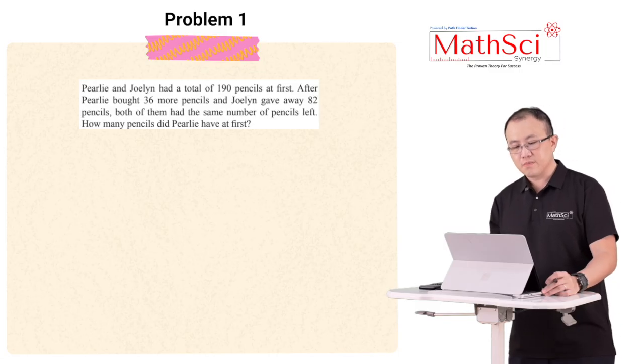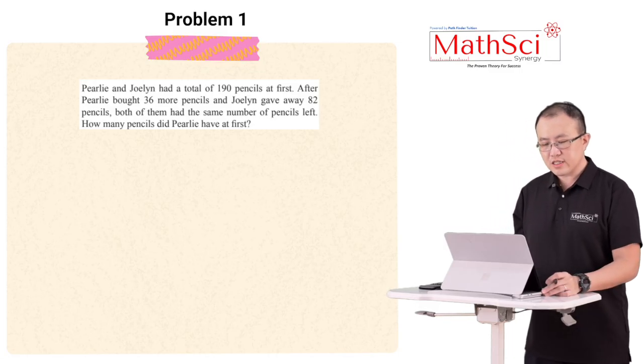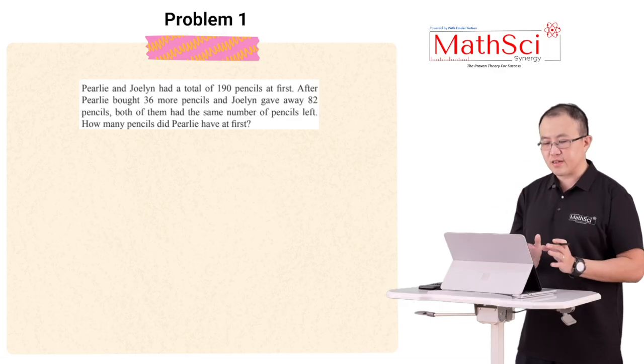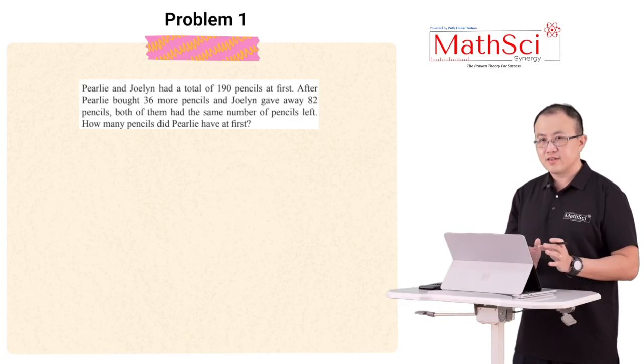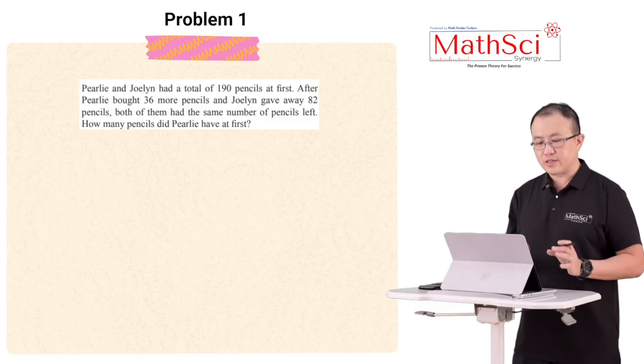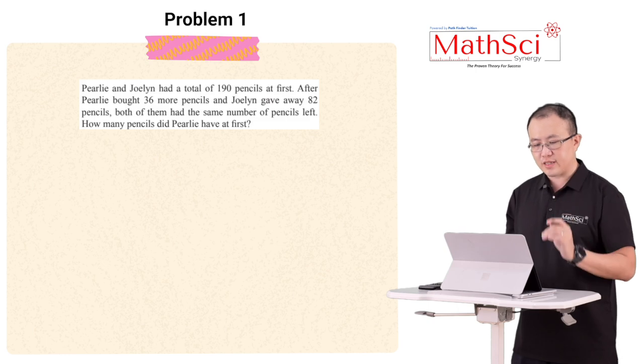How many pencils did Pearline have at first? So this is a question where you can see there's changes in quantity, but at the end of the day, the total amount they have is the same. So whether it's Pearline or Jolene, they have the same amount. So let's draw the model diagram first.